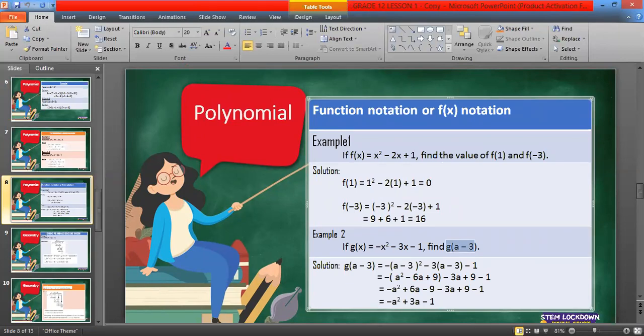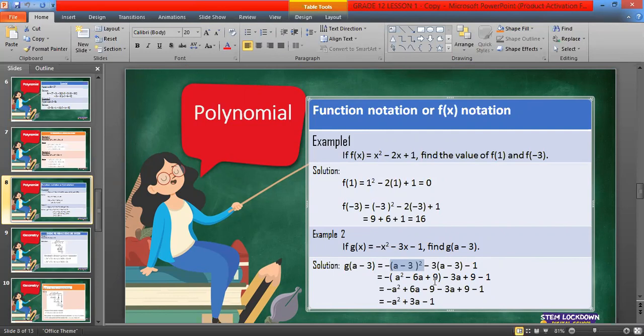Then our equation becomes, so instead of whatever we're substituting, always put it in brackets. So keep your minus, and your x is a minus 3, all squared. Then minus 3x, so that'll give us minus 3 times a minus 3, minus 1. Then you can simplify that. Always keep this minus first, then foil this bracket, that will give you a squared minus 6a plus 9.